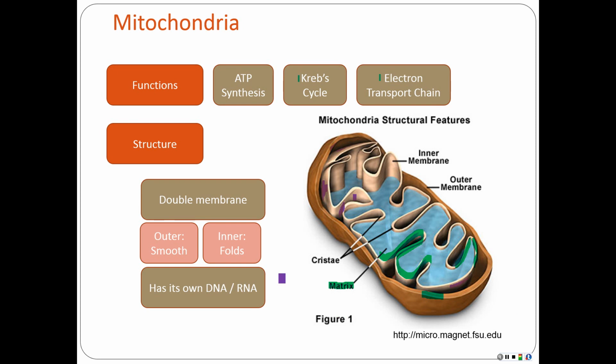So mitochondria, in summary, has two membranes. The outer membrane is smooth, the inner membrane folds. The innermost fluid-filled area is called the matrix, where the Krebs cycle and the electron transport chain happen. And there's a space in between the outer and inner membranes called the intermembrane space. As well, the mitochondria is unique in that it has its own DNA separate from the nuclear DNA.